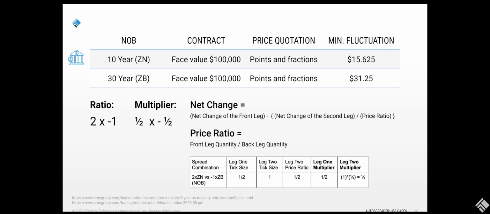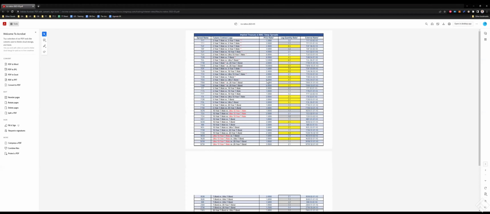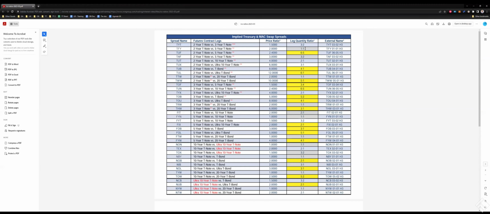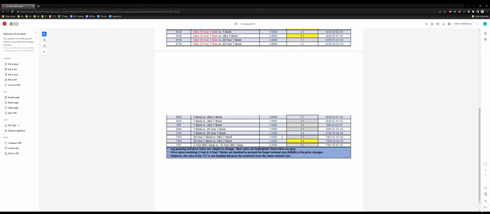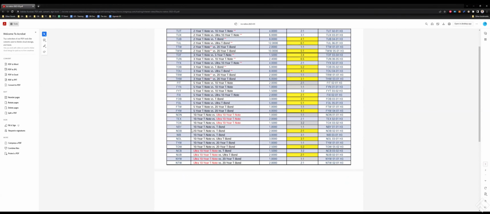And basically, from the exchange, they actually determine what the norms are for their leg quantity ratios. So in this case, we have all the various contracts running down the left side here. Again, this is from the exchange itself. And as we get down here, we see our ratio is going to be 2-to-1 for the NOB spread.